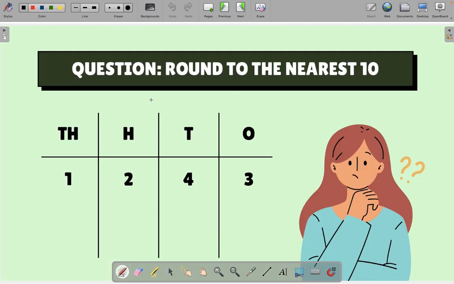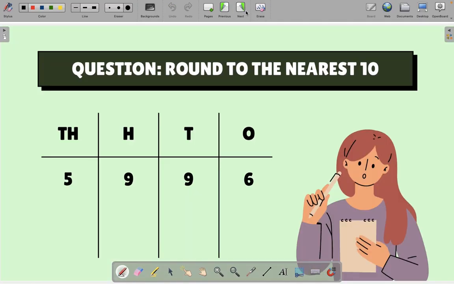Then you have to round to the nearest 10 again. 1243. 1240. Very good. Then 5996. 6000. Very good. So you have to add 1, so this will become 0, this will become 0, and then this will be 0. 6. So 6000.